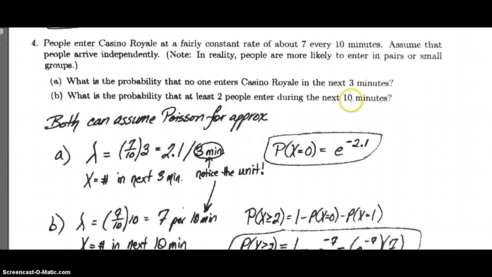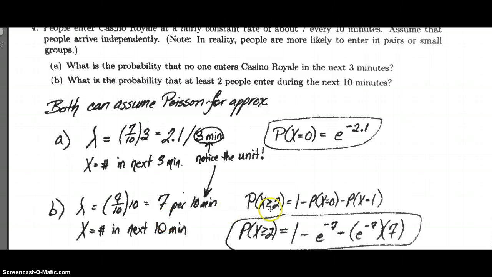In part B, we change that to every 10 minutes. We don't have to, but this is a very convenient way to do it, because then we can just use a single Poisson with lambda of 7 here. And when I say single Poisson, we do have to evaluate it at x equals 0 and x equals 1, and subtract that from the total probability of 1 to get the probability that it's at least 2 people in the next 10 minutes. Notice that the lambda changed from A to B because we were looking at different time frames. Here it's every 3 minutes, here it's every 10 minutes.